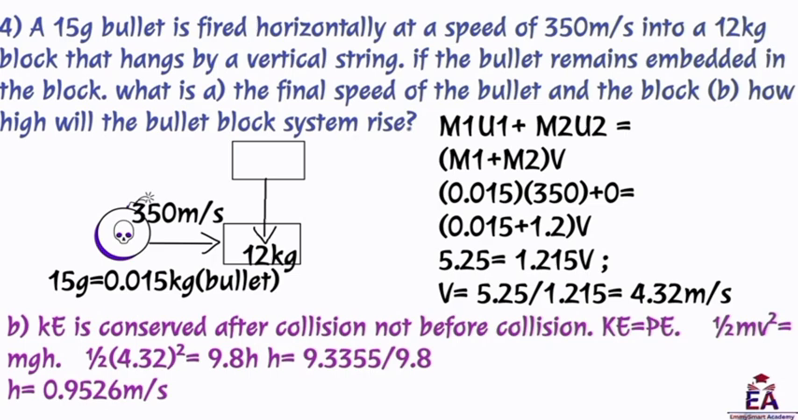You must take note that kinetic energy is conserved after collision, but not before the collision. So kinetic energy is equal to potential energy. We have half mv squared equal to mgh. It's independent of the mass, so you can take half v squared. V is the final velocity, which is 4.32. 4.32 squared times half gives us 9.3355. If you divide it by 9.8, you're going to get 0.92526 meter.